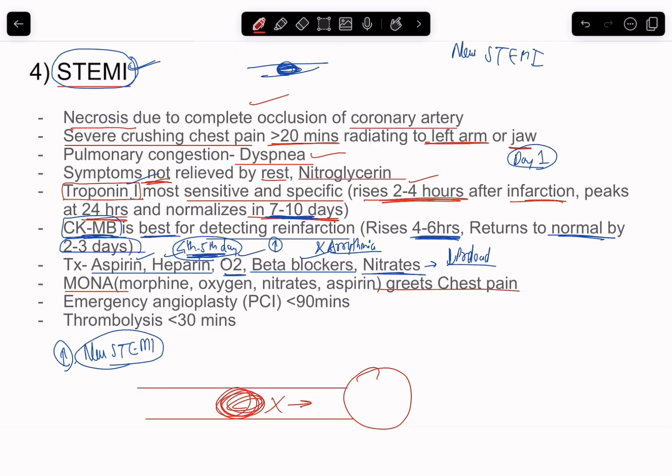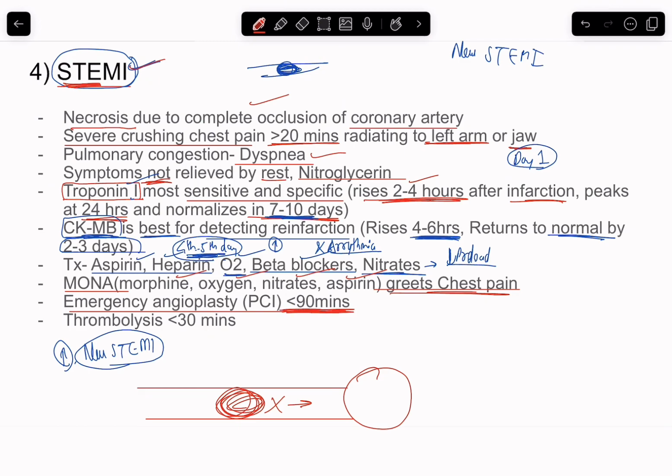So whenever a patient comes to you with chest pain and you do EKGs and you see ST elevation, in this case obviously it's ST elevation myocardial infarction, so you will see ST elevation instead of ST depression. So a patient comes to you with chest pain, you need to give them MONA, greet them with MONA. So you give morphine for analgesic effect, oxygen, nitrates and aspirin.